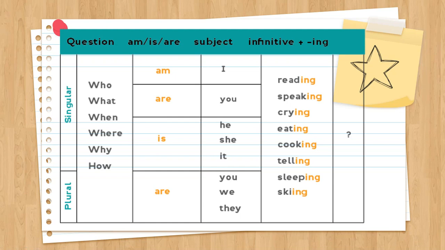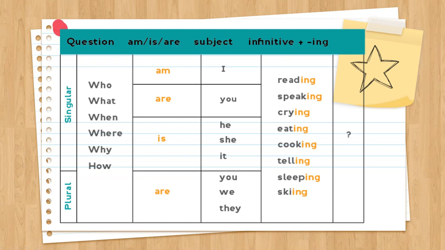You can say, who am I reading? What are you speaking? When are you speaking? Where is he eating? You can construct sentences in different ways. You have to combine the WH word plus the verb be, plus the pronoun. So the verb be here is going to depend on the pronoun that you're using.